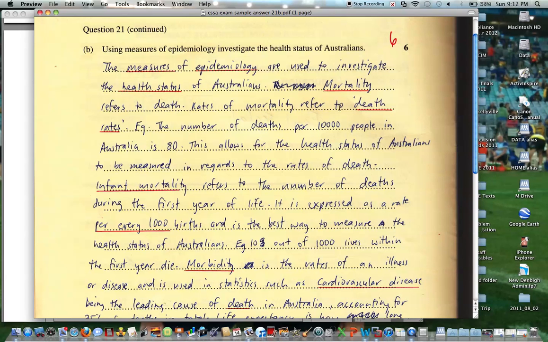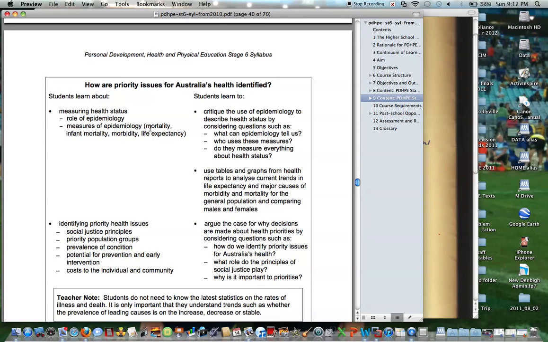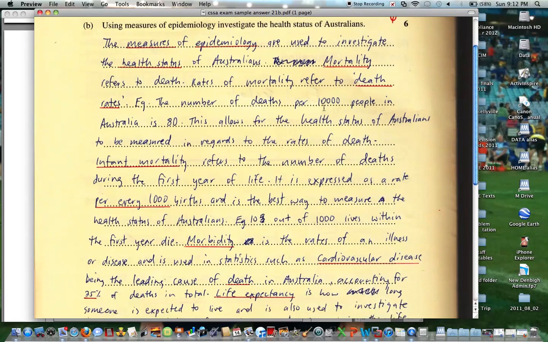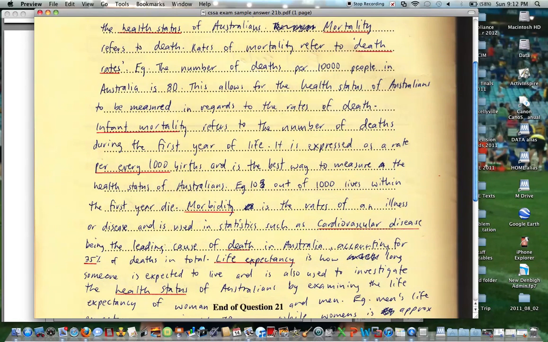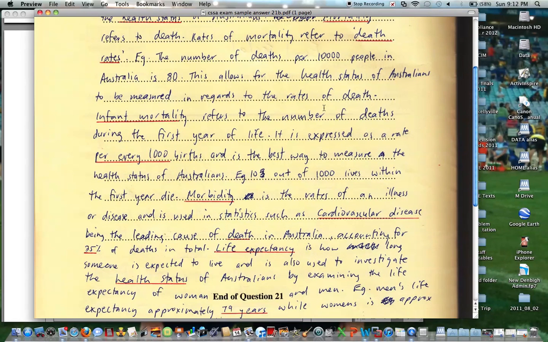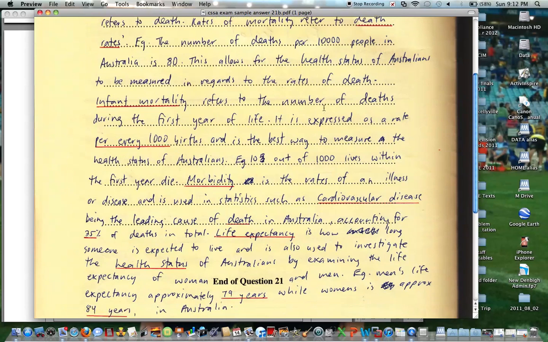But what's nice about this one? It's a 6-mark question. The underlining of the four big areas of epidemiology, which come from our syllabus, has been included. They stand out, so the marker knows straight away. There's an example to go with each, and obviously he's drawn conclusions about how each of those four areas can impact on the health status of Australians.